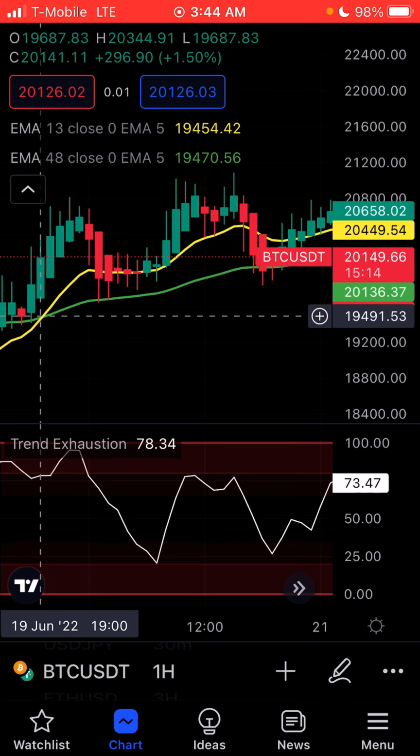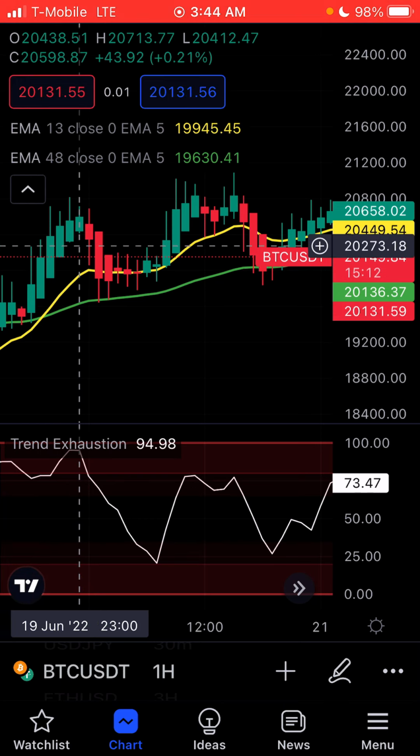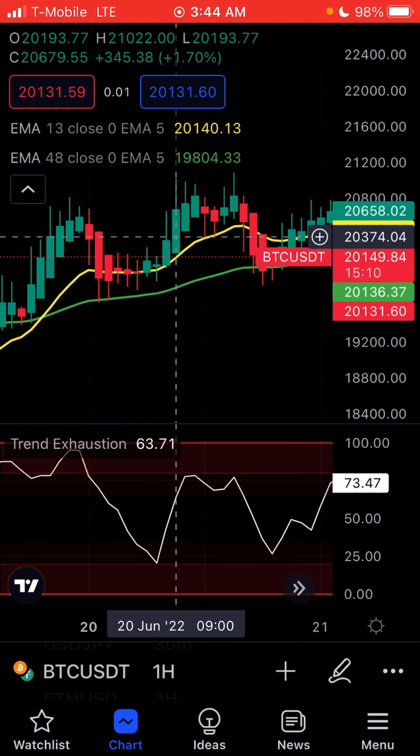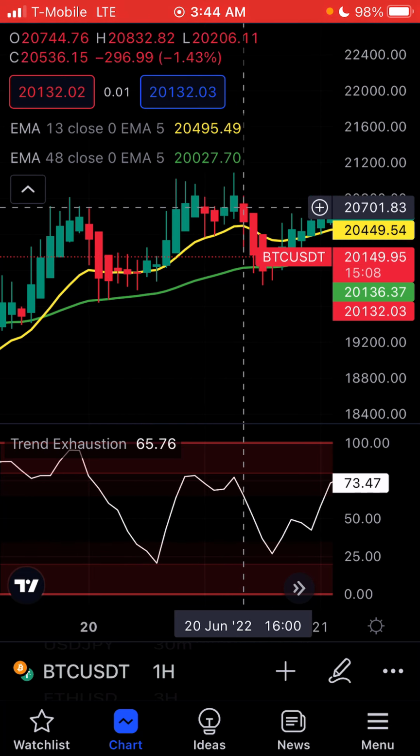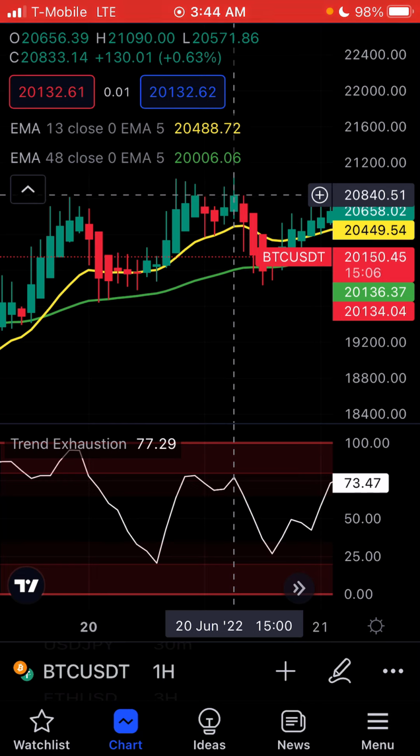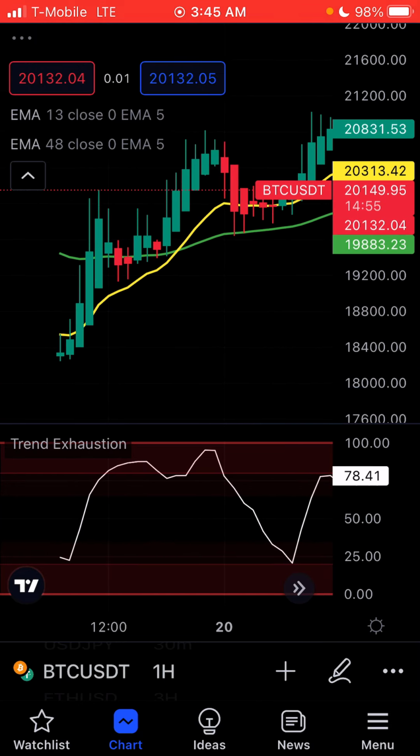Okay, it crossed right here, and then we get a bounce, and then right here, you see that the trend exhaustion is kind of close to the top. So there's that indication to me that it's going to start dropping a little bit. But let's use another example.